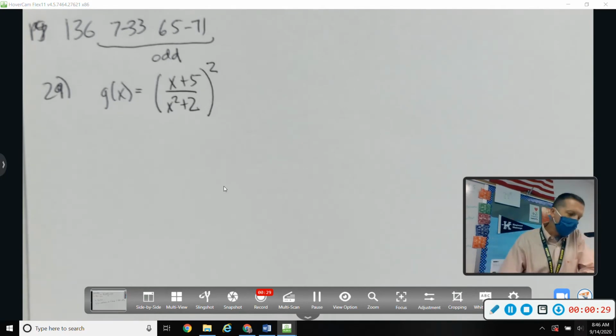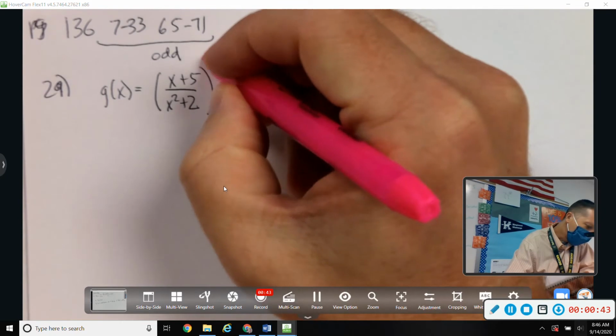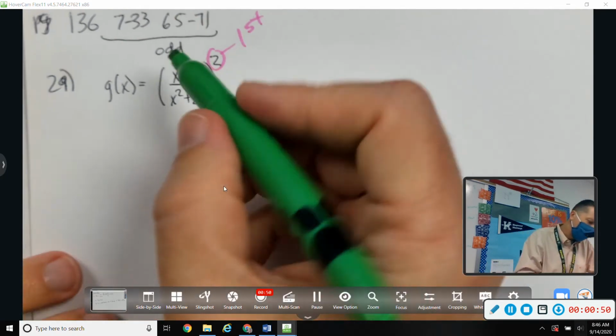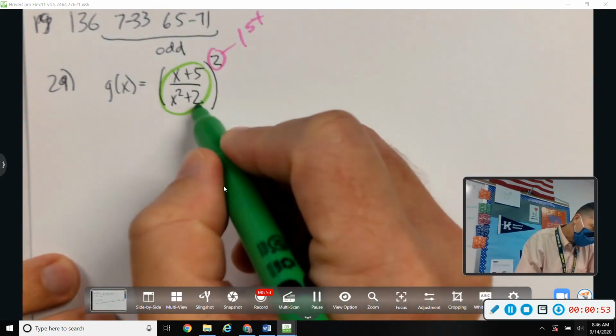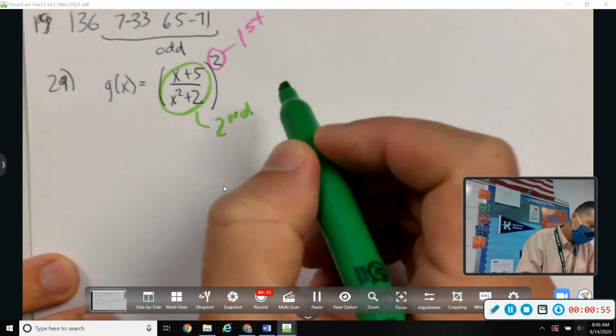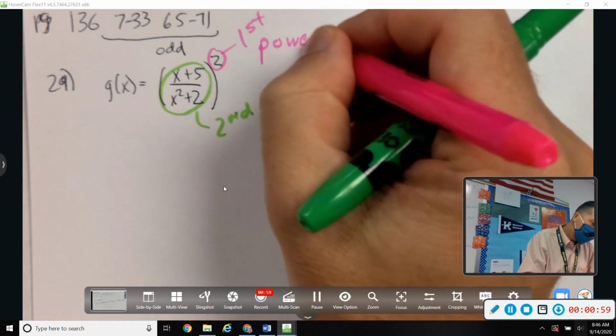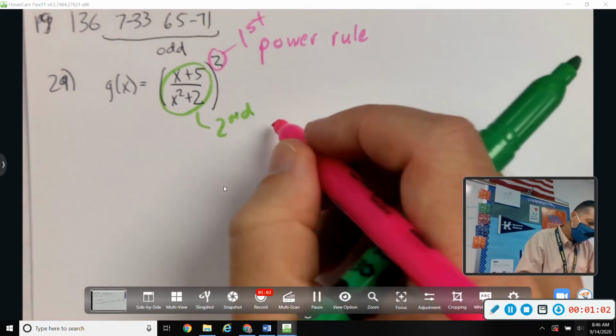So what do you see first? If we're thinking Tootsie Roll Pop, outside in, what's the outermost thing that's going on? The 2, the squared thing. So first, I think I'll handle the squared thing, and then secondly, I'll have to handle the inner part. So first is going to be a power rule, and then second I'll have to use the quotient rule.